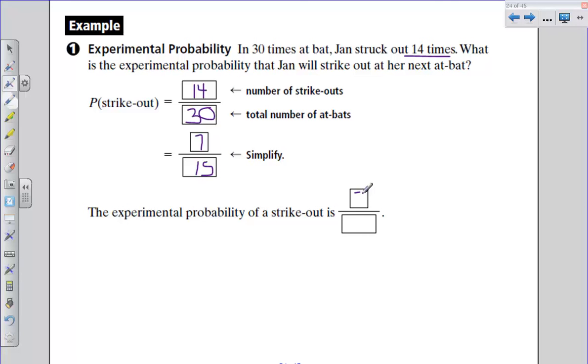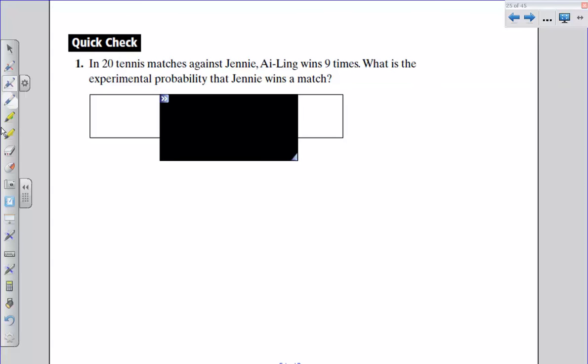So the experimental probability of a strikeout should be 7/15, which, if I divide that out, will end up being 47%, or 0.47.